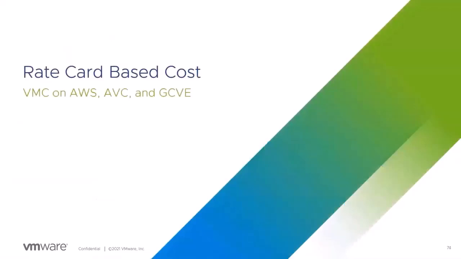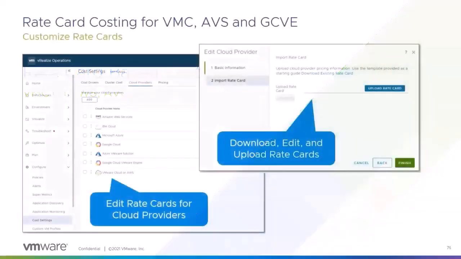Okay, so the next section here is talking about rate card-based costing. This section applies to VMware Cloud on AWS, AVS, and GCVE. From here, you have the ability to customize and edit your rate cards for various cloud providers. You can see here on the cost settings page, we go to the cloud providers tab, and we have options here for VMware Cloud on AWS, Azure VMware Solution, and Google Cloud VMware Engine. You can download these rate cards, customize them, and re-upload them back through the same wizard.